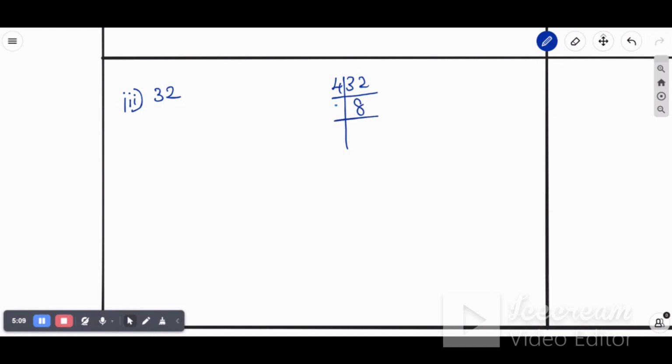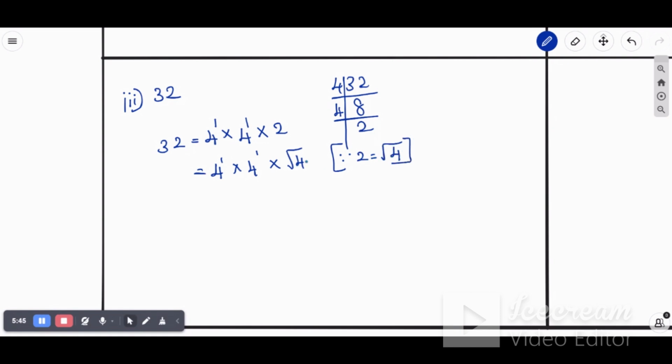Again, 4 into 8. So this confirms your number. If you have any doubt, just use this factorization method to get your factors: 2 into 2, 4 into 2. So now if you could see, this can be written as 4 power 1. This is 4 power 1. But what happened to this? Again, you have to put 4 power 1 into, this can be written as square root of 4. Do remember, you can write 2 as the square root of 4 in brackets, because we are using this over here.